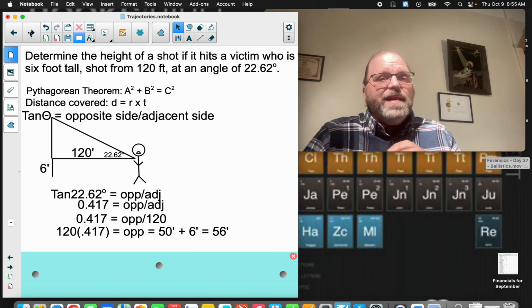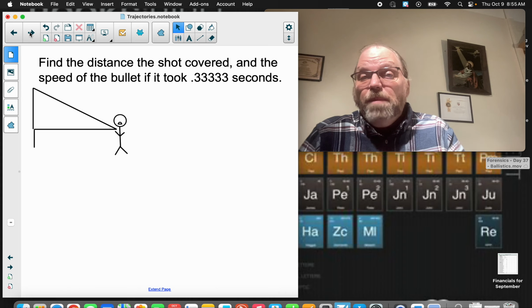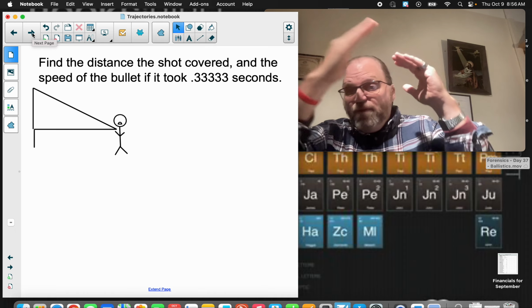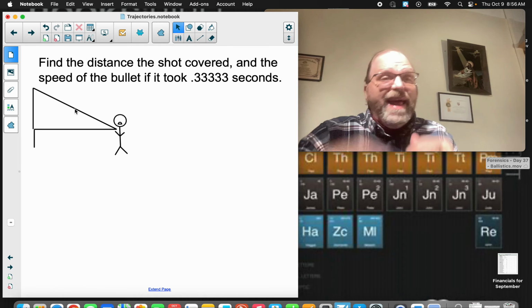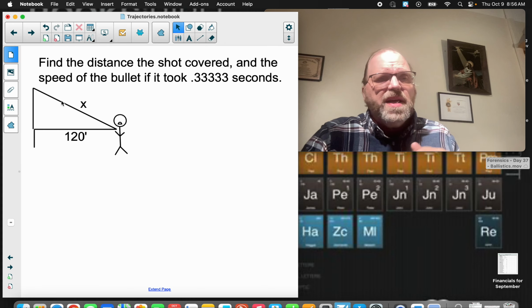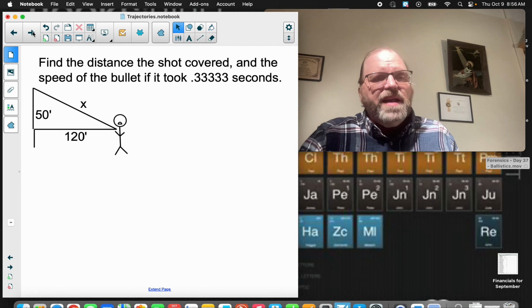All right, now let's find out next the distance, and the speed of the bullet. All right, so what we're going to do is go back again. We're looking for that hypotenuse, that x side, and we said that 120 feet was a distance. Remember, I said 50 feet was the shot. We're not going to worry about that 6 feet inside of there.